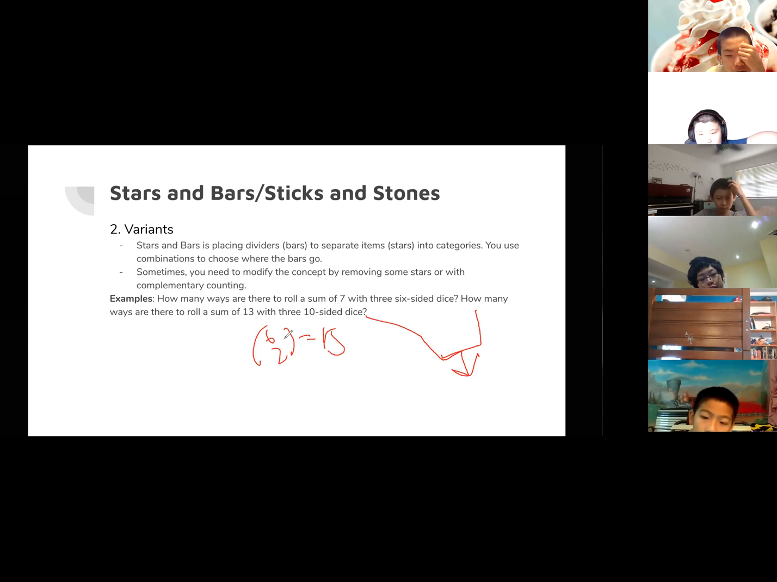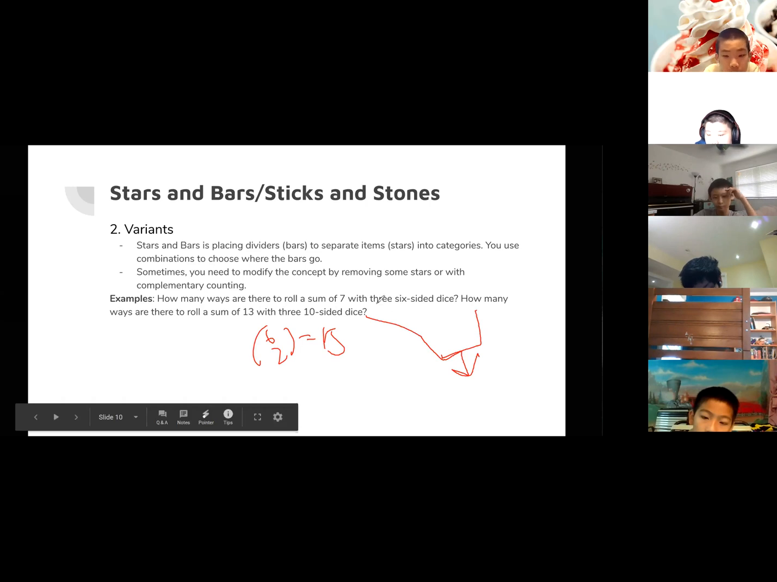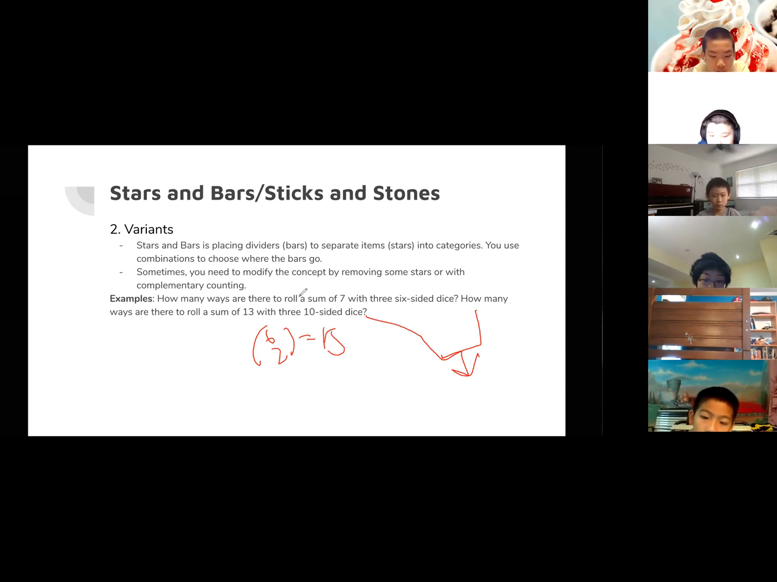Well, if we wait, does anyone have any questions about stars and bars in general? Or does anyone not understand anything specific? If you don't understand, you can either ask me, or there are a lot of good online resources regarding counting on apps.